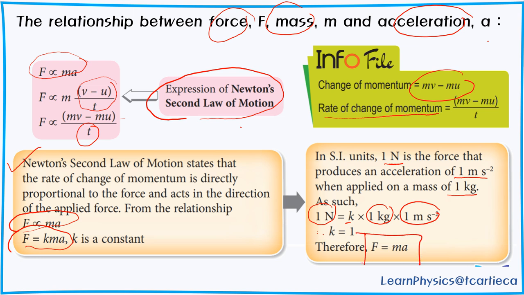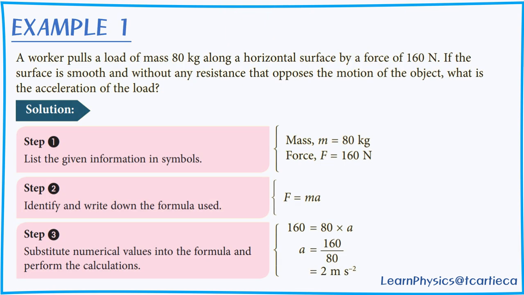And finally, we get the formula F is equal to ma. We assume K, nilai constant tu adalah 1, sebab kita anggap 1 Newton, daya yang dikenakan pada objek 1 kg bergerak 1 meter per second square. Alright, so we get this formula. Alright, okay, so let's see the example.